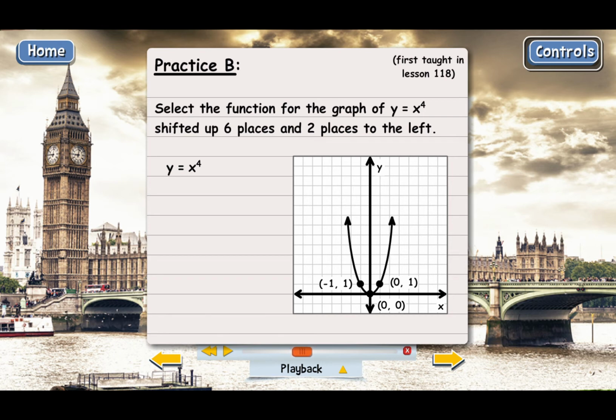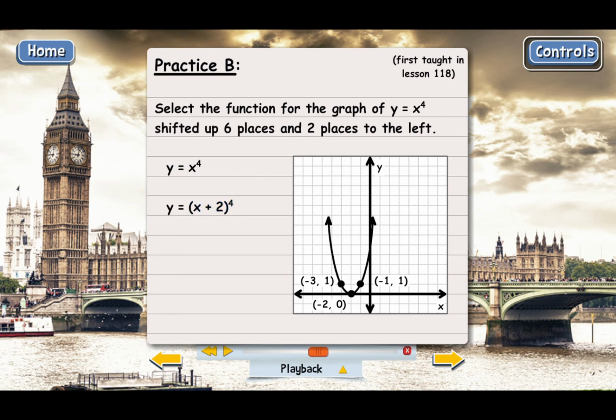To show what happens to the equation, we need to add 2 to x, like this. See, now instead of the bottom point being at (0, 0), it's at (-2, 0). We moved to the left 2 places, and then look what happened to the equation. We added positive 2 directly to x. It's the first operation done, and then the fourth power comes after that. It's inside parentheses. It's an inside change.